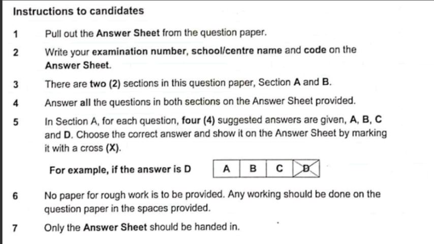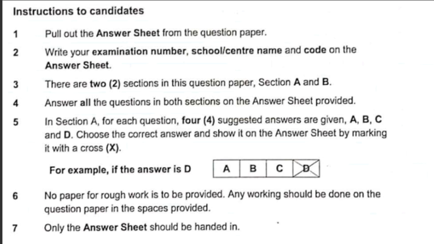The third one is there are 2 sections in this question paper, section A and D. They are just telling you what this paper contains. Number 4, answer all the questions in both sections on the answer sheet provided. So you answer all the questions on the separate answer sheet which is given. From question 1 to question 30, your answers will be on the answer sheet. Do not leave your answers in the question paper.